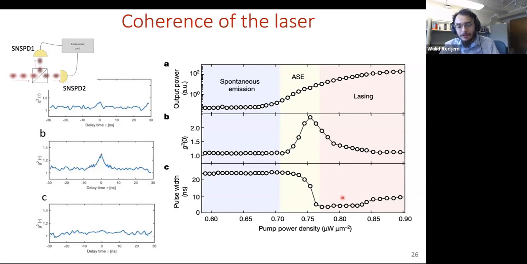But as you increase the power even more, we get to the lasing regime, and then it becomes coherent. This transition ensures that it's a really coherent laser. We have a very flat G2, and we also measured the G2 for even higher power. It stays coherent for all the powers we measured so far.